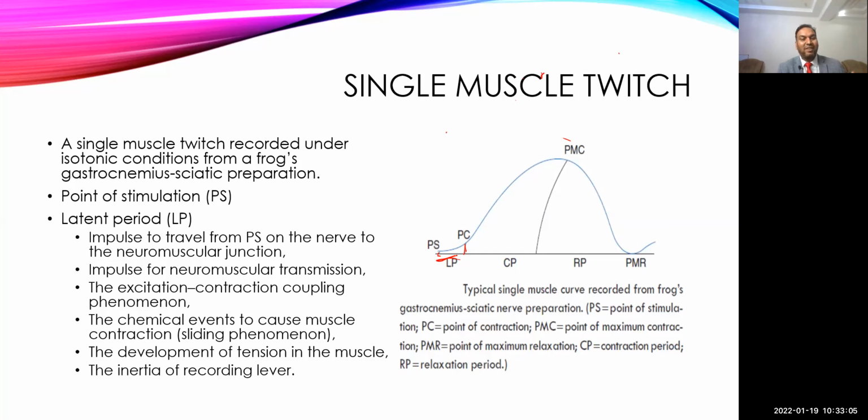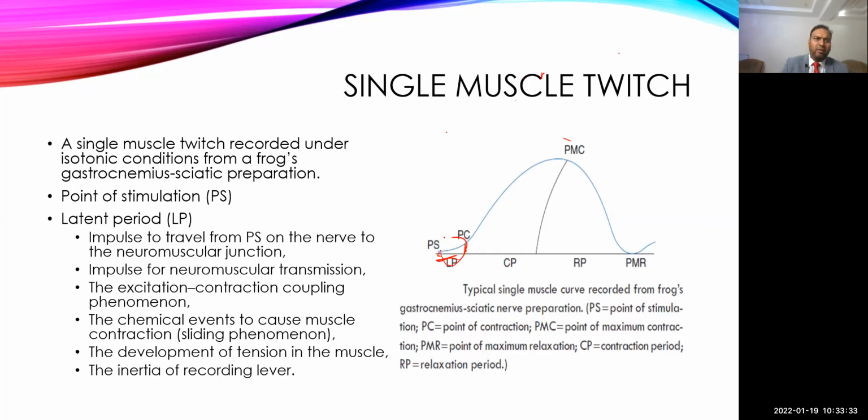Once the excitation contraction coupling occurs, the sliding phenomenon will occur, and the muscle also has to overcome the resistance of the series elastic component and parallel elastic component, and that will develop the tension in the muscle, and then lifting of the lever. The lever also has its own inertia, so depending upon the lever lifted, all those times add up, and then when the lever is lifted, that will initiate the phase of contraction. All that time taken is called the latent period.